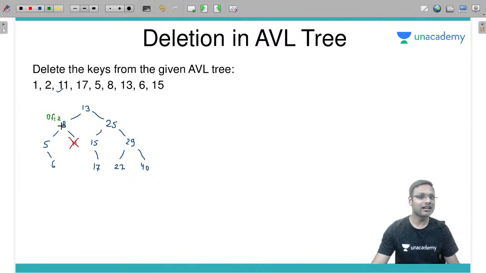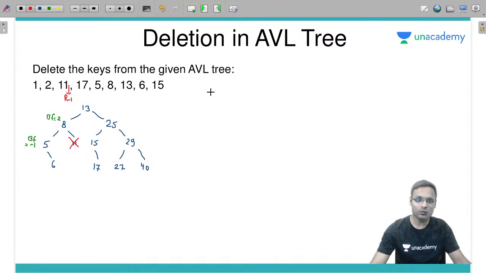If we have imbalance at 8, just check which side of 8 you have deleted. Right side means after deletion of 11, we will have a case of, sorry, R. In the right side you have deleted, so R. Now check the left side balance factor. What is the balance factor of the left child of 8? It is minus 1. So the case will be R minus 1.